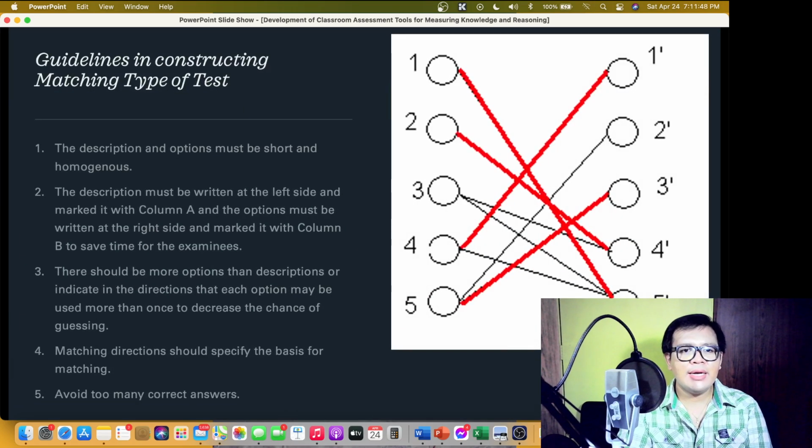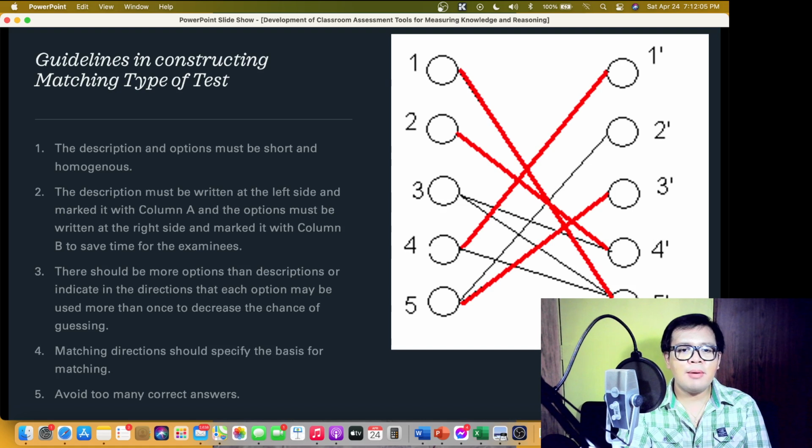So we also have guidelines in constructing a matching type of test. So first, the descriptions and options must be shown in modules. And the descriptions must be written at the left side and marked with column A, and the options must be written at the right side and marked with column B to save time for the examinees.